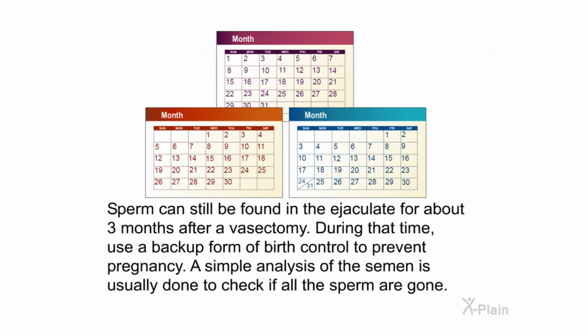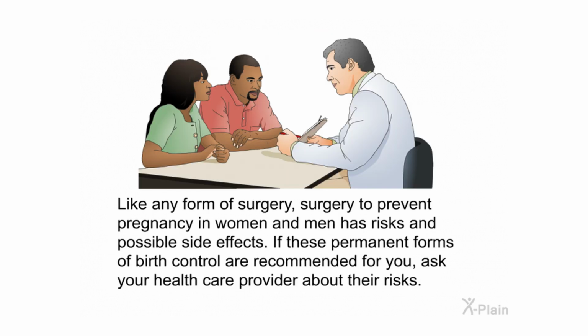Sperm can still be found in the ejaculate for about 3 months after a vasectomy. During that time, use a backup form of birth control to prevent pregnancy. A simple analysis of the semen is usually done to check if all the sperm are gone. Like any form of surgery, surgery to prevent pregnancy in women and men has risks and possible side effects. If these permanent forms of birth control are recommended for you, ask your healthcare provider about their risks.